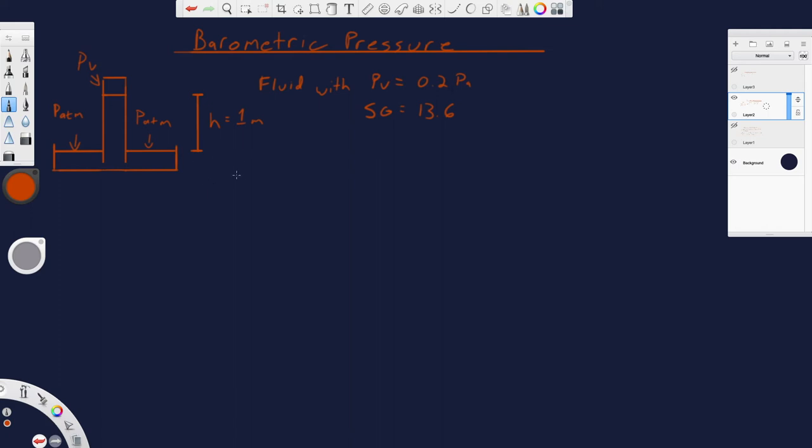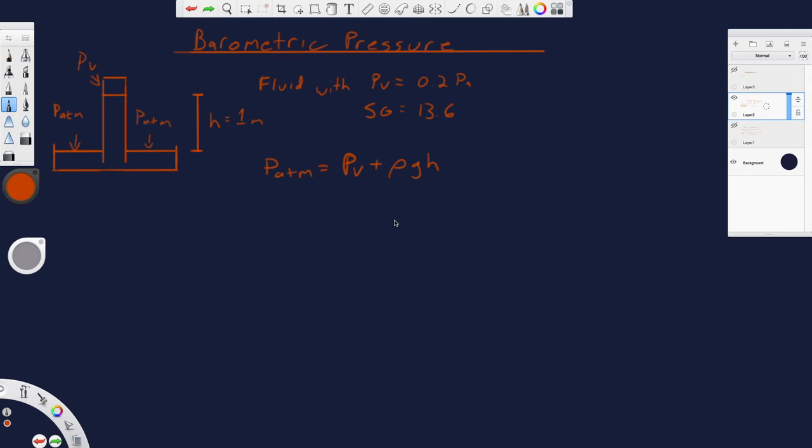So what we have here in terms of an equation, the pressure of the atmosphere is going to be equal to the vapor pressure plus the density of the fluid times gravity times height. Anytime you're talking about the pressure associated with a fluid column, this is always really your go-to equation. This is how you define pressure based on height of a fluid. And in this case, because we have the vapor pressure working against the atmospheric pressure, it's pushing down on the fluid. Atmospheric pressure is essentially pushing up. So we have to subtract one from the other.